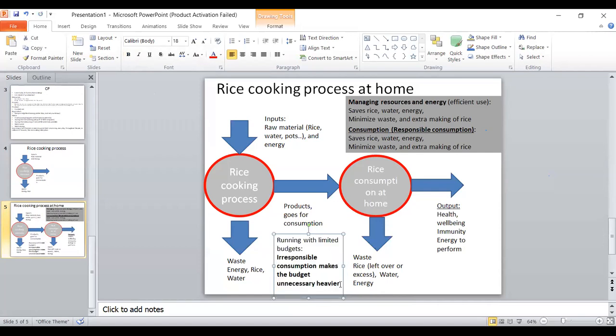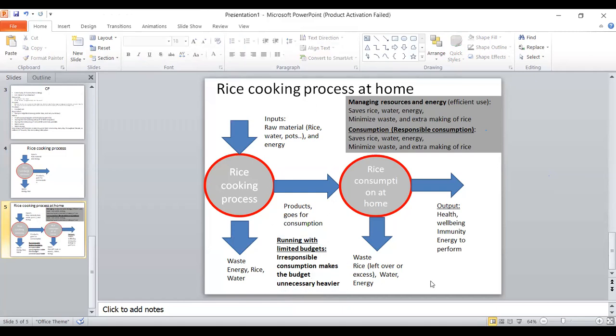If you save water, it's a social responsibility. Save energy, no matter you are paying for this. Limited use, saving energy, responsible usage of energy. It's a responsibility. So consuming has a responsibility. So sustainable consumption is always related to responsible consumption.